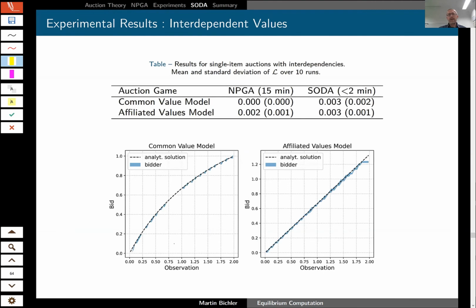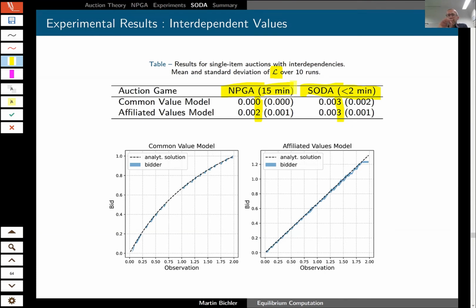Yeah, so I can cut this short in the interest of time, but here are some empirical results again, and we compare NPGA and SODA. You see that what we plot here is, again, L, our utility loss, which is in both cases super small, but it's much faster, right? So while in NPGA we needed 15 minutes, here we need less than 2 minutes.